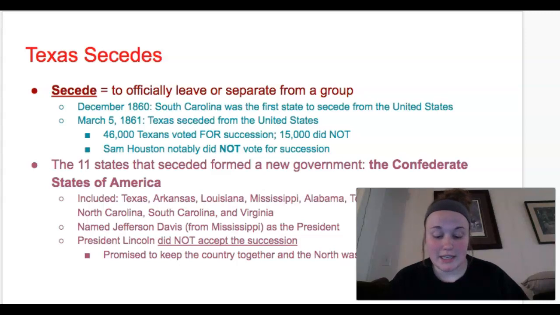Now, President Lincoln did not accept states seceding. He said they were still part of the United States. Lincoln promised to do everything he could to keep the country together. This side, of mostly northern states, was called the Union. The map shows how the country was divided.